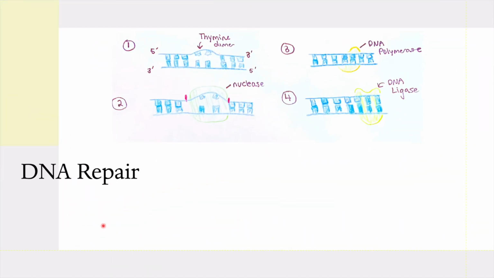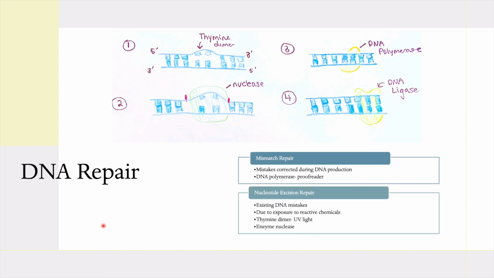DNA replication is a very efficient process, but mistakes do occur. Fortunately, there are several mechanisms in place to fix errors. Two major repair procedures are the mismatch repair and the nucleotide excision repair mechanisms. In mismatch repair, mistakes are corrected while DNA is being produced. DNA polymerase proofreads DNA by removing incorrectly paired nucleotides and replacing them with the correct nucleotide sequences.